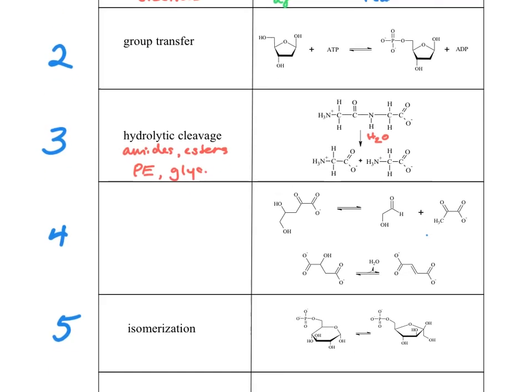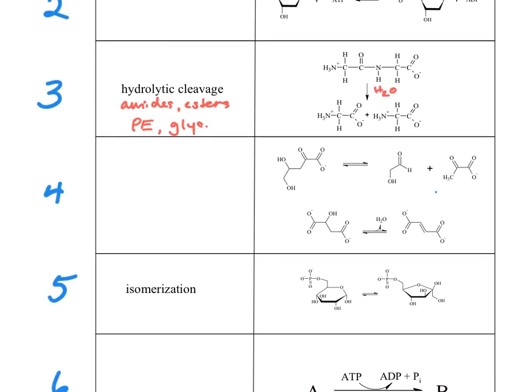Good, let's move on. Number 4 is going to be what we refer to as lytic. Sometimes we call this non-hydrolytic cleavage, or sometimes we just call it lytic. And this takes 2 flavors. The first one is carbon-carbon bond breaking or making.